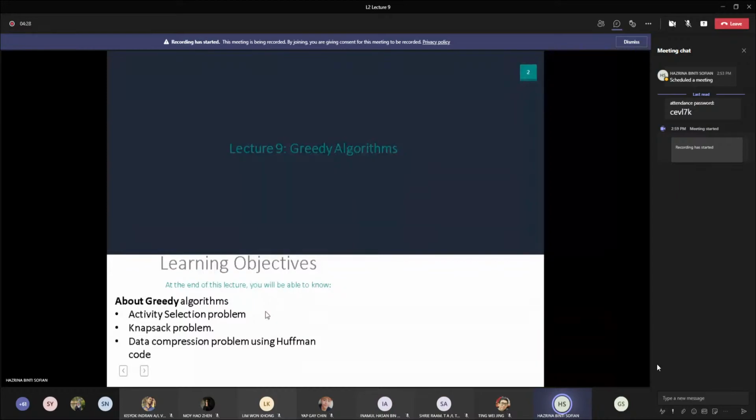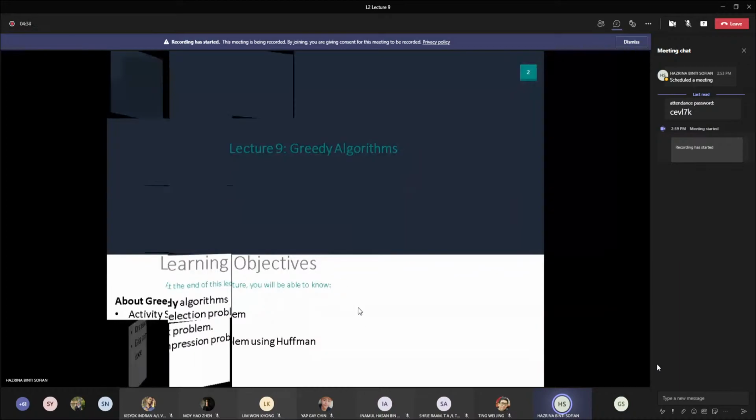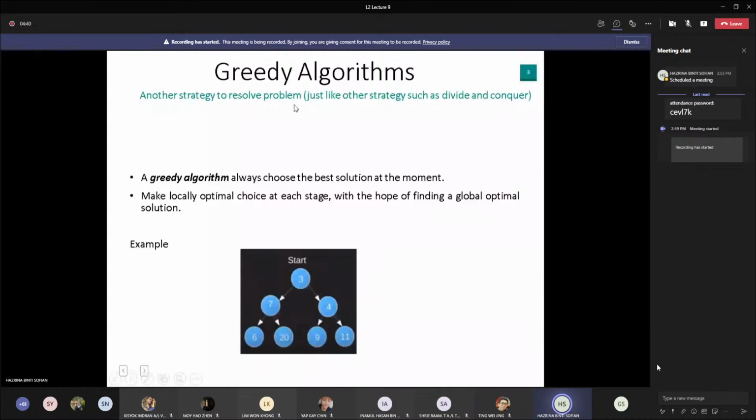So today we're going to learn the greedy algorithm. As I said, it's another strategy to resolve problems, just like other strategies such as divide and conquer. So greedy algorithm always choose the best solution at the moment. Why we say at the moment? Because when we want to use greedy, one of the property is we can break it under several local choices.